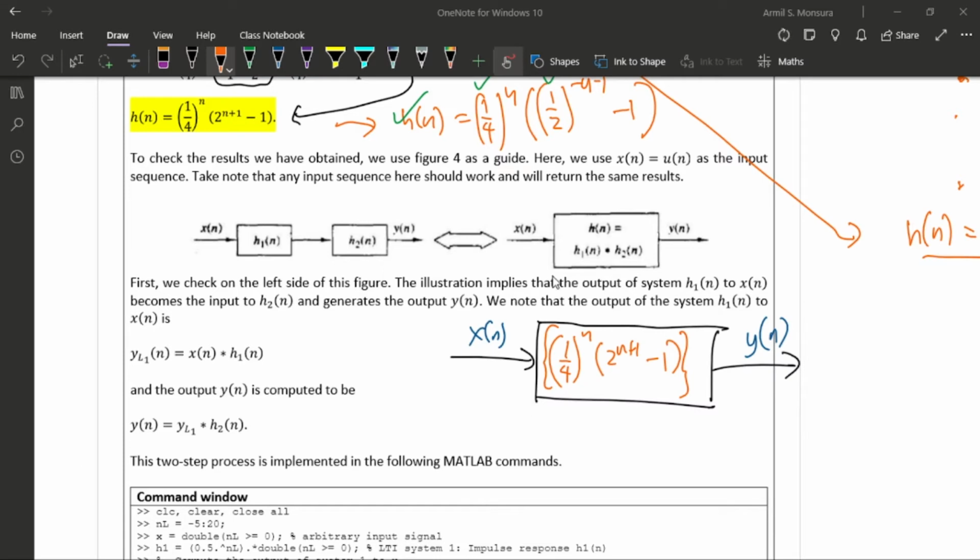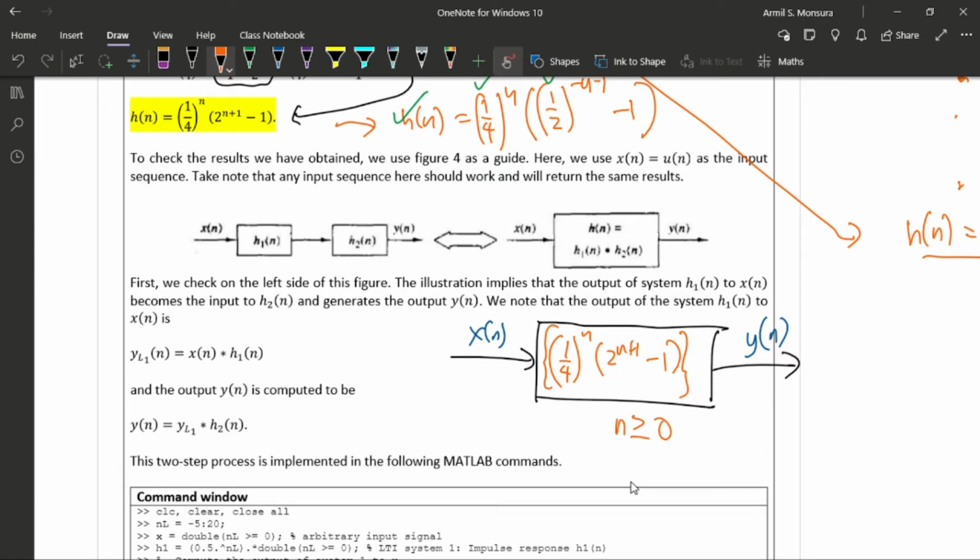So our reduced system now would have an impulse response, whose terms of the impulse response sequence would be computed, or would be the set generated by this expression, for n greater than or equal to 0.